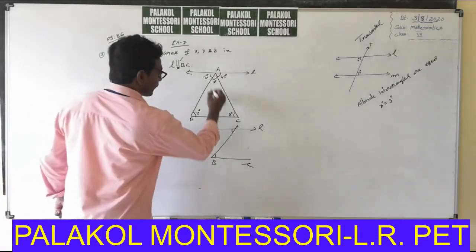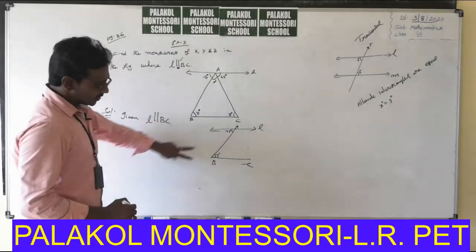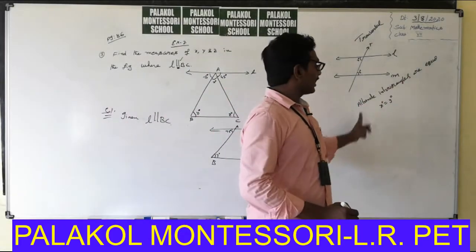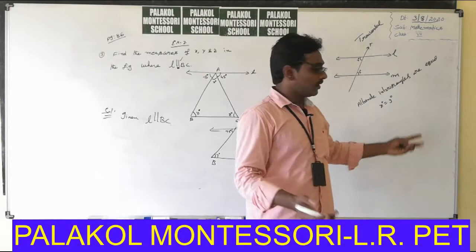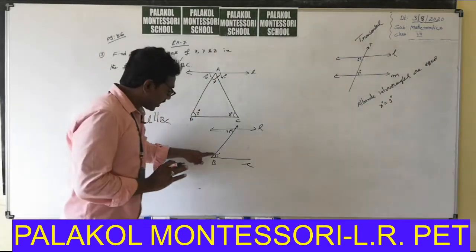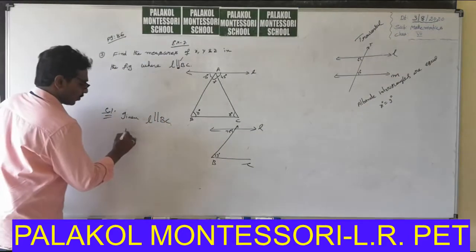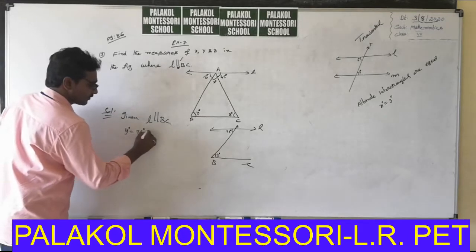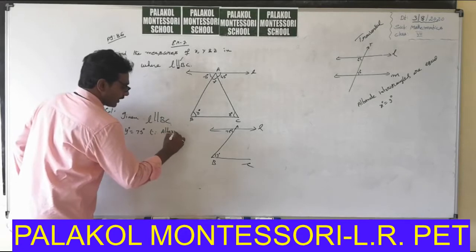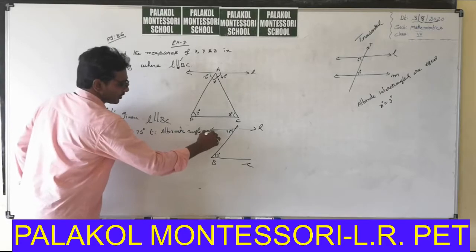So, this angle is 75 degrees from the figure. This angle is y degrees. What type of angles are these? Alternate interior angles. Alternate interior angles are equal. That's why x degrees is equal to y degrees. The same concept applies here. So, y degrees is equal to 75 degrees, since alternate angles are equal.